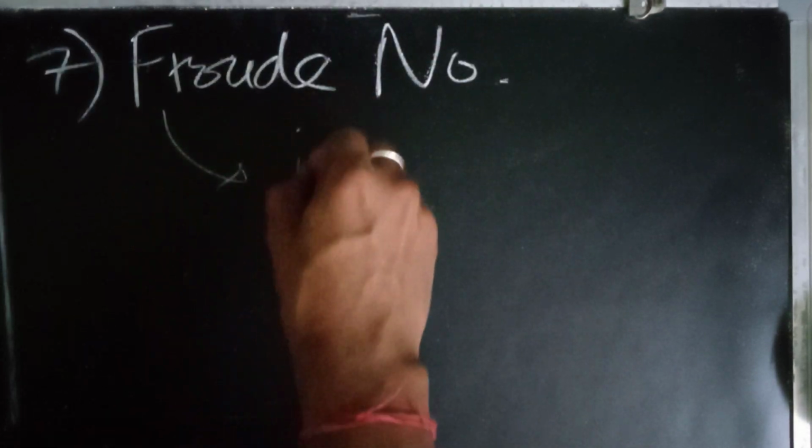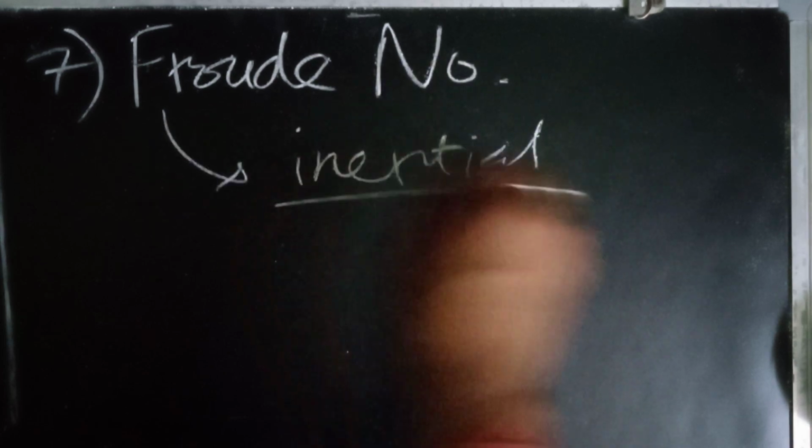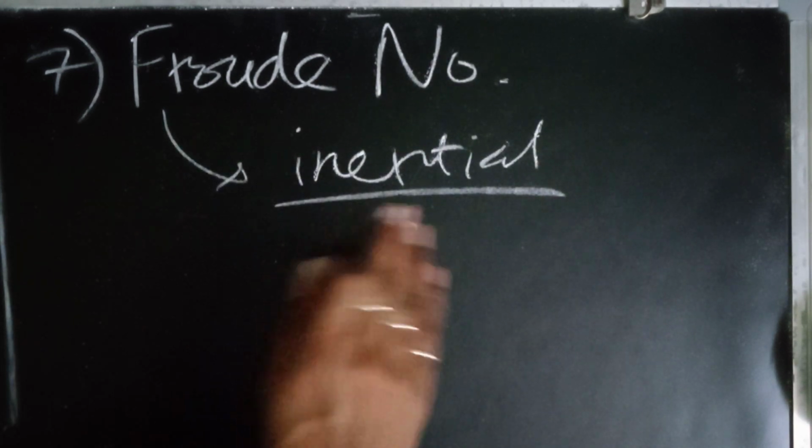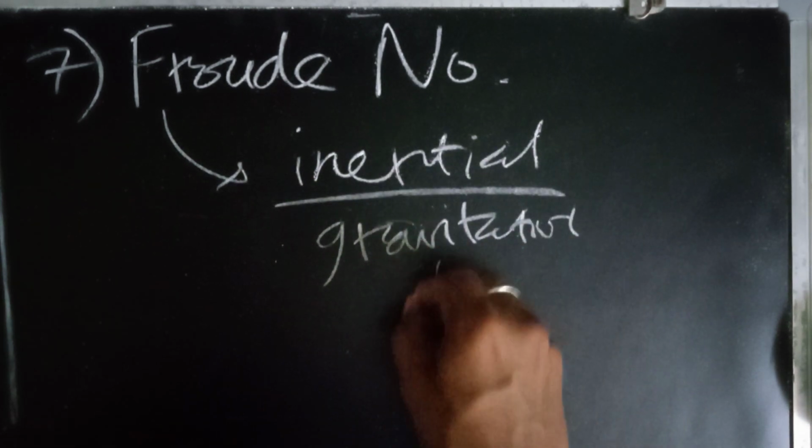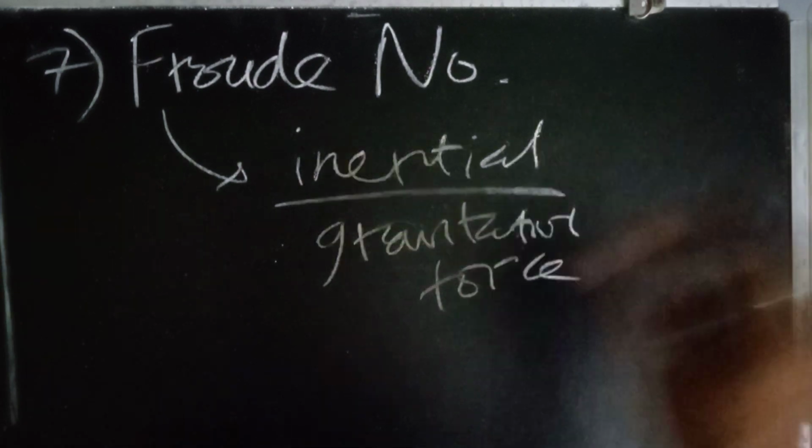Seventh question was simple: Froude number. Froude number is actually inertial force upon which force. There were many options, and the right answer is gravitational force. Next, there was the eighth question. I am running quite fast with questions because I have to cover a lot of them, so you can just move back and see if you want it in slow version.